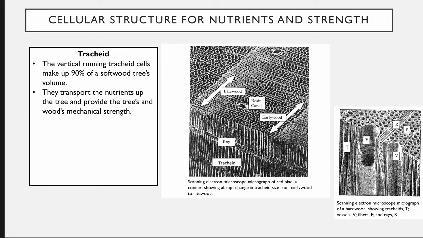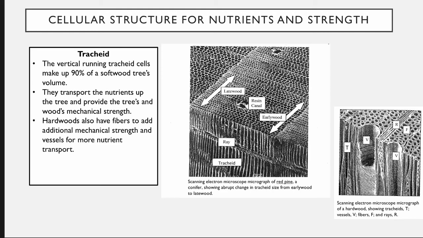Not only do you have the tracheids pointed out with the T, but you also have the vessels, which are the capital V. They also help transport nutrients. And then between the tracheids, you have thicker fibers that provide additional mechanical support. Both the softwoods and the hardwoods have horizontal cells, being about 10% of their volume, and those are called rays, and they just help transport the nutrients and the moisture horizontally through the tree instead of vertically.